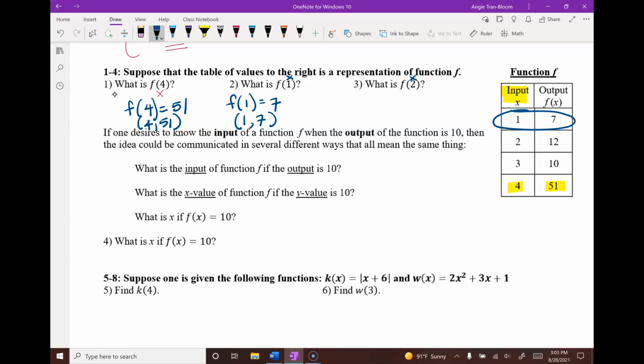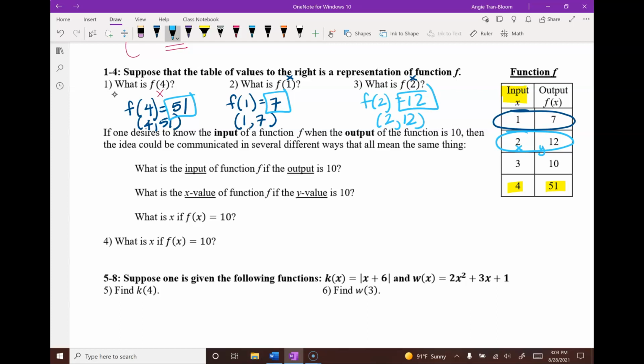We're looking for y when x is 2. So this right here will give us an answer. When x is 2, y is going to be 12. So f of 2 equals 12. That could be written as (2, 12). Okay, so that's an answer, that's an answer, and that's the answer for 3.